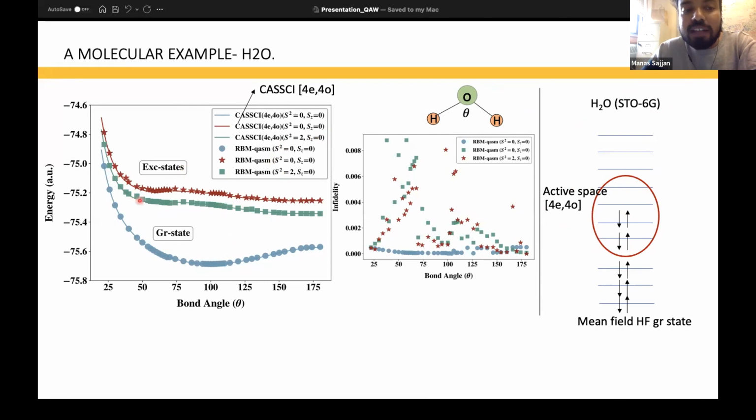And we see that in all cases, the RBM values happen to match with the exact CASCI results, and these are the infidelities of the state, which is 1 minus the fidelities. We are plotting it by distorting the bond angle over here, which is defined as theta.